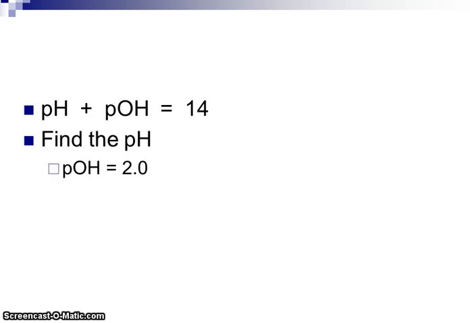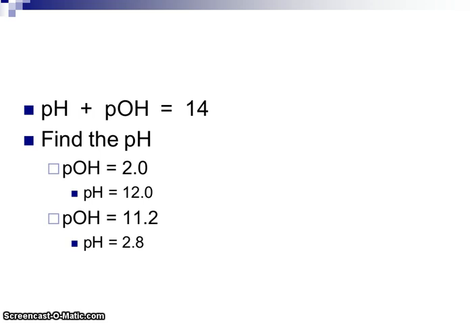So pretty easy. If we're told that the hydroxide ion concentration is 2.0, and we want to find the hydrogen ion concentration, or the pH, we would take 14 minus 2. So our pH would be 12, and our solution would be basic. If we were told that the pOH is 11.2, and we wanted to find the pH of the solution, we would plug in 11.2 into our equation. 14 minus 11.2 would give us our pH, so our pH would be 2.8, and our solution would be acidic.